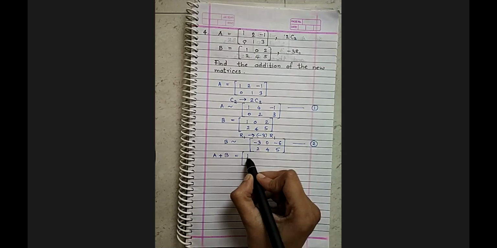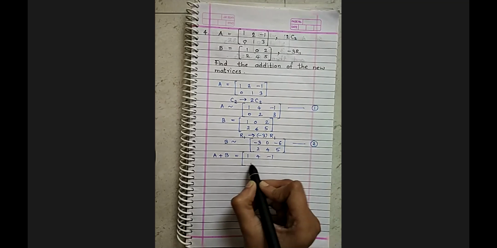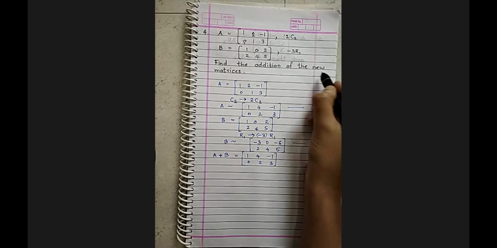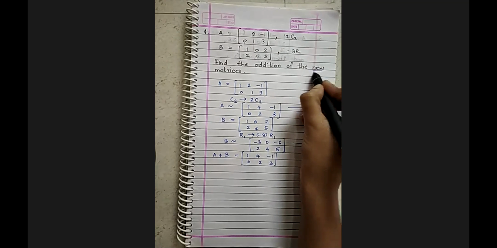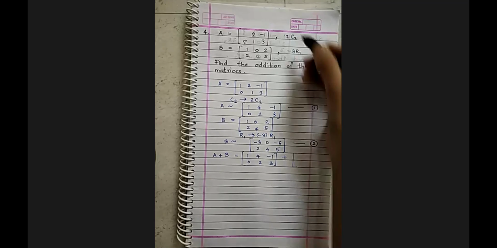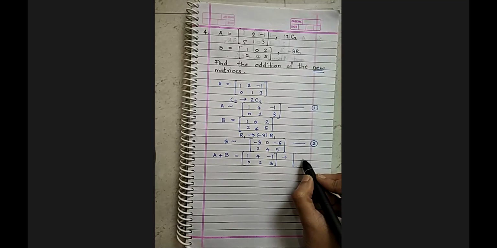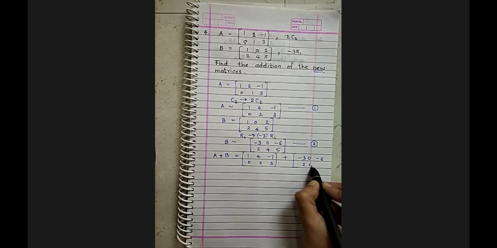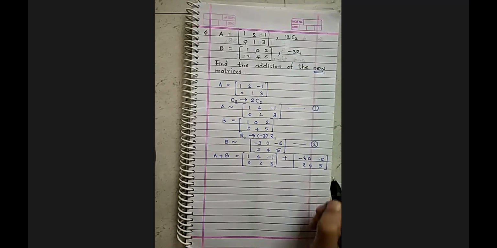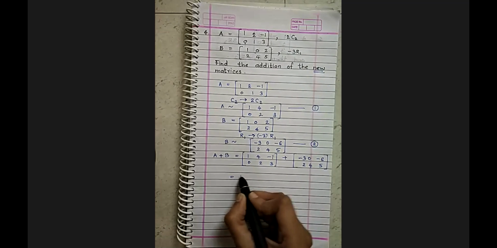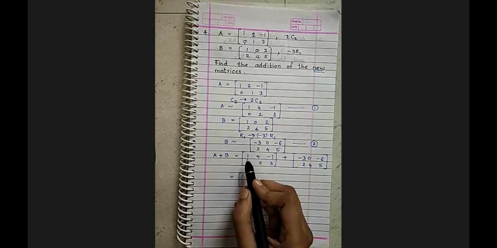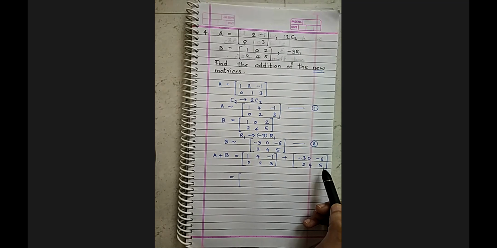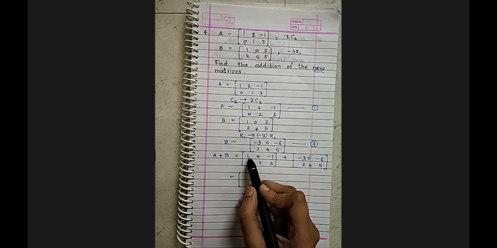I'll write my A: 1, 4, minus 1; 0, 2, 3. I'm taking this because they have mentioned the new matrices. New means after applying these transformations. So I'll write both A and B. Okay, fine. So let's add this. Add each element of the first matrix to the corresponding element of the second matrix.